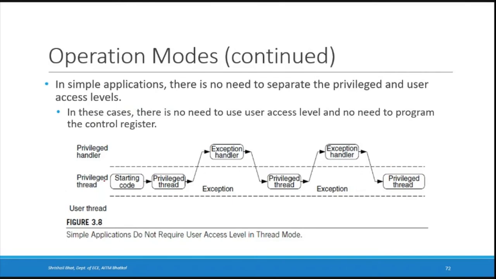Whenever the program begins, it will be in privileged thread, right? Suppose from privileged thread, some exception happens, it will go to the exception handler, that will be in privileged handler. Upon exit of that exception, it will come back to privileged thread. Again, if an exception happens, it goes to the exception handler, that is in privileged handler mode. Upon exit of that exception, it will come back to privileged thread. Just transitions in privileged state itself from thread mode to handler mode. That's all, nothing much. There is no user thread at all. This can be done when the applications are simple and you do not worry about the user level programs causing problems to kernel level programs or privileged programs.